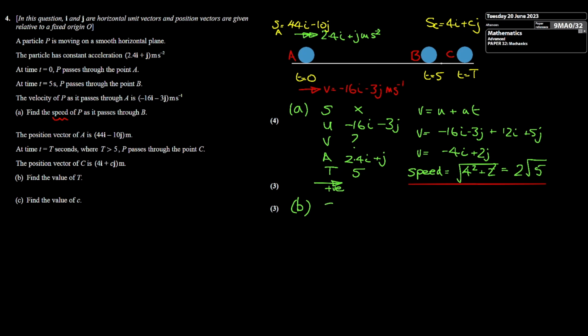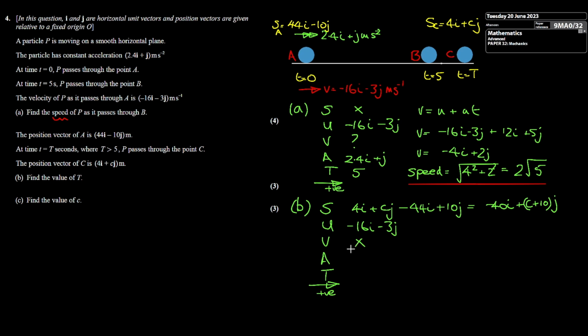So let's set up suvat again, and I'm going to yet again treat this direction as positive. Now, the distance travelled from A to C will be this value minus this value. So this is going to be 4i plus cj minus both these terms, which is 44i plus 10j, because the sign has changed. So I might as well work that out now. So I get -40i plus c plus 10j. The initial velocity is what it was before, which is -16i minus 3j.